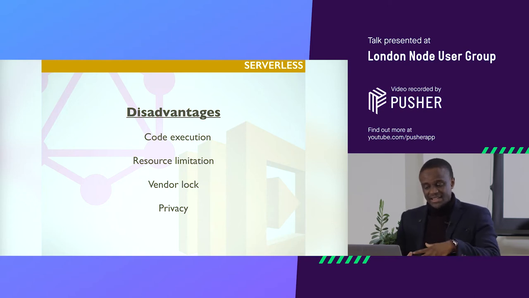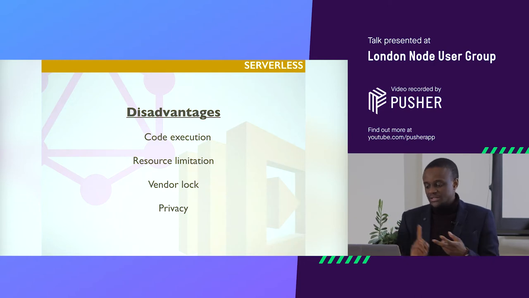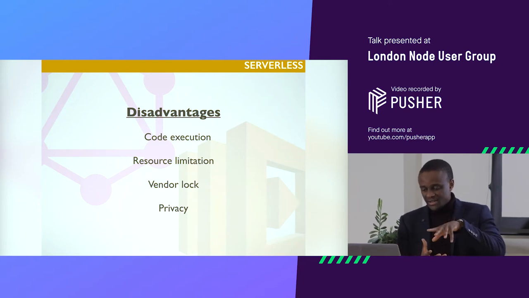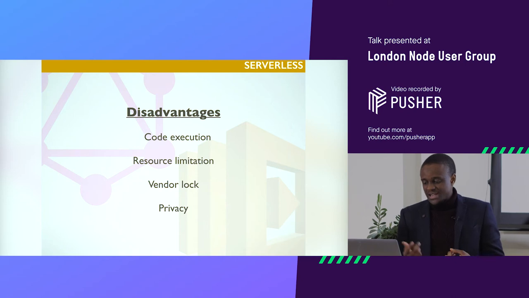The second, or third, point is vendor lock-in. Here you're tied to a specific vendor, I mean, you're tied to AWS. If AWS fails, basically you fail. Basically, if Bezos gets broke, you're broke. So you're tied to a vendor and so forth. So that's the disadvantage, and then privacy.